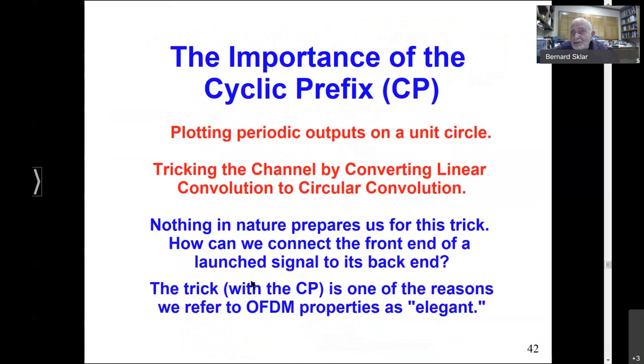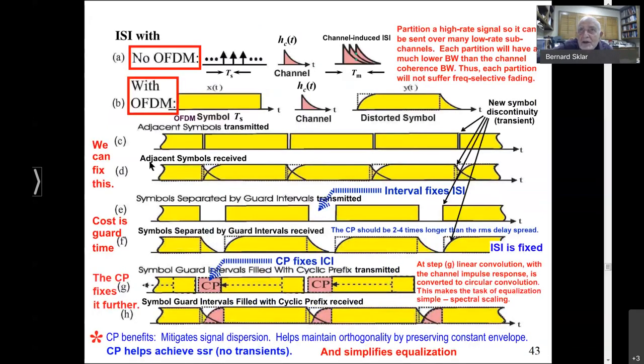How can we connect the front of a launch signal to its back end? How can we go up and grab it? So this is one of its OFDM properties, which I think of as elegant. Here is us coming along, no OFDM, and what you have is symbol after symbol after symbol. Think of them as sending little impulses here, and the channel behavior is a multipath spread that looks like a horrible situation. And once I do have OFDM and I have a lengthened symbol, notice that lengthened symbols give us the ability to get a much better effect.